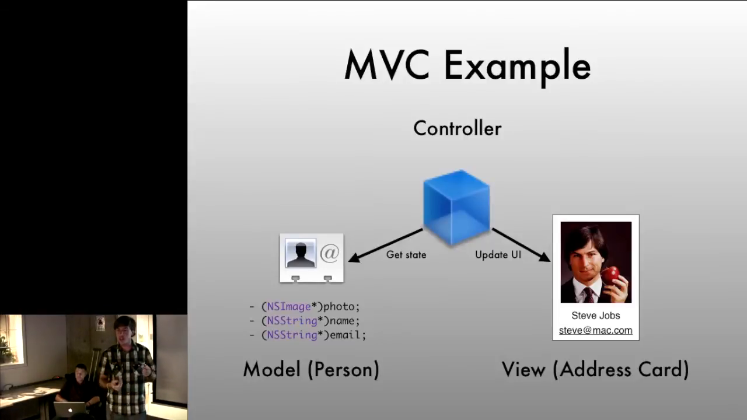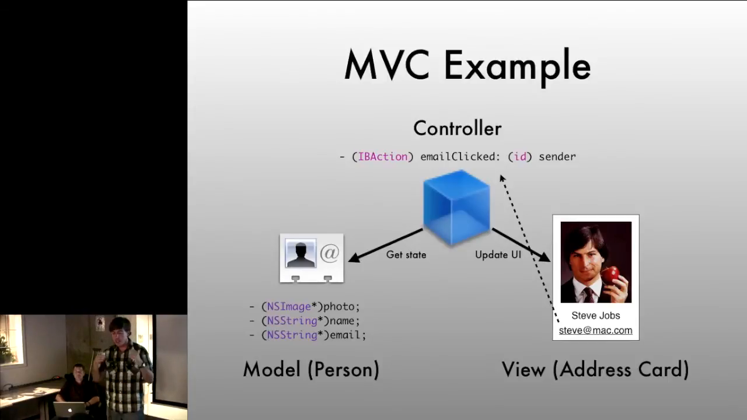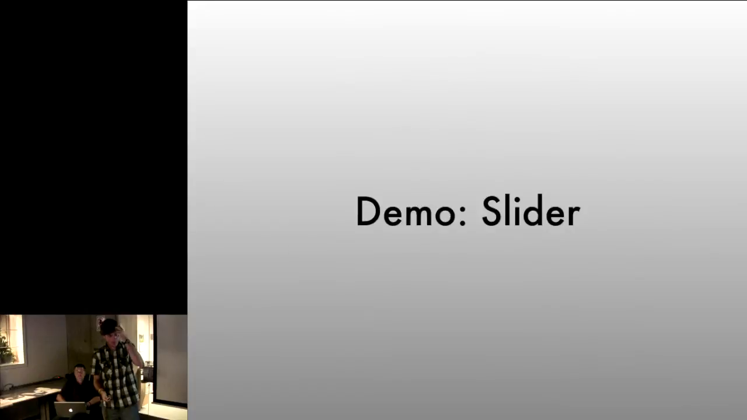Obviously, you're going to have to change a little bit of code in the controller to make sure that handshake still works, but it's considered a cleaner way to handle this problem. So suppose we click that email, then that view is going to send a message to the controller, which will then tell the model, okay, what's that email? I'm going to go send an email to that person.